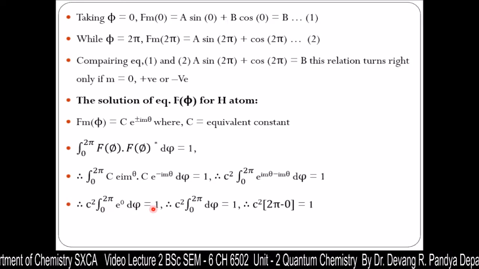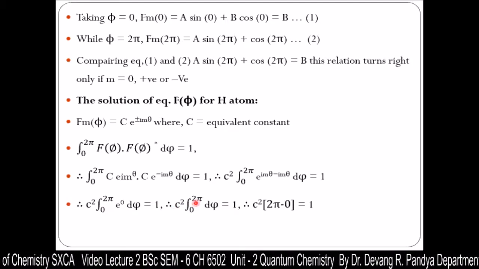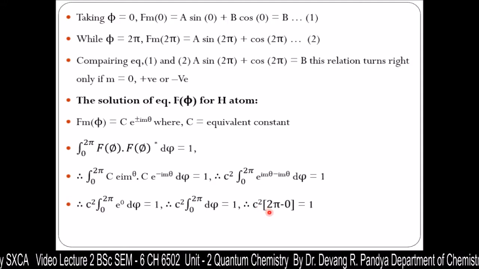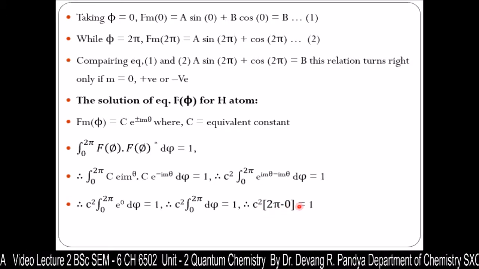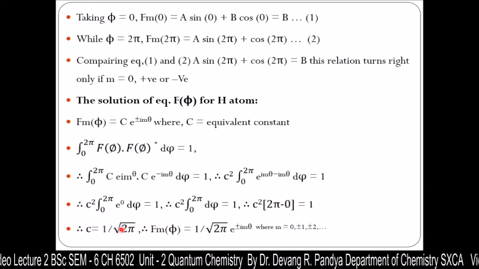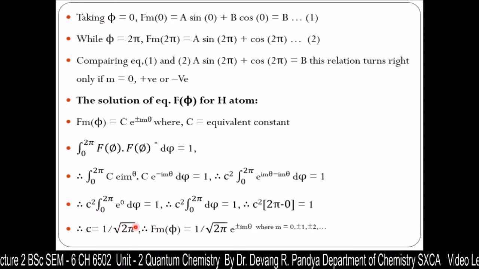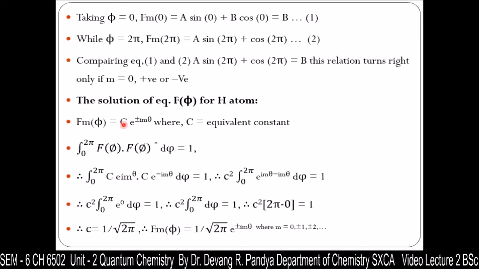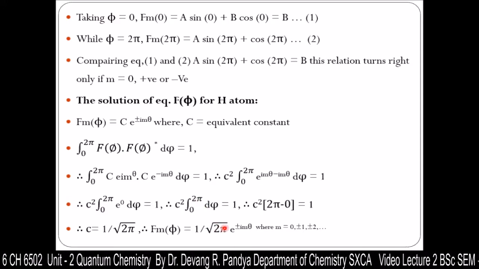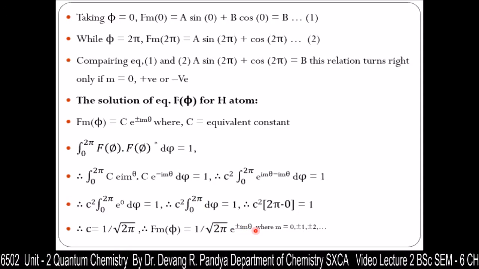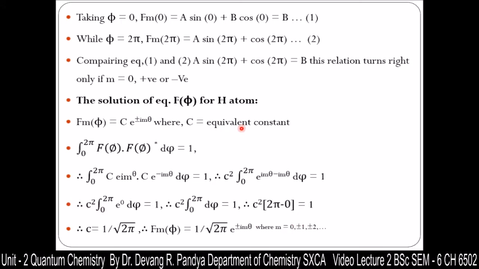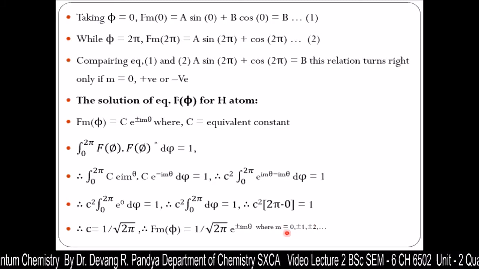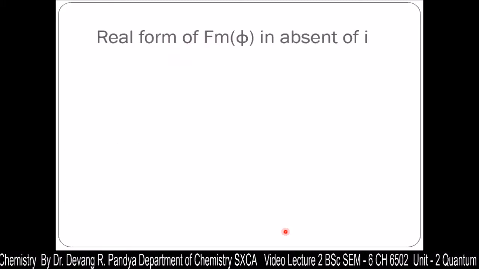And therefore c square, which is kept outside because it is a constant, exponential 0 d phi is equal to 1. Therefore c square integral 0 to 2 pi d phi is equal to 1, and therefore c square into bracket 2 pi minus 0 is equal to 1. So c is equal to 1 by under root 2 pi, and therefore f_m can be written with the value 1 upon under root 2 pi, exponential plus or minus i m phi, where the value of m is equal to 0, plus or minus 1, plus or minus 2 up to infinity. That represents the value of the magnetic quantum number.